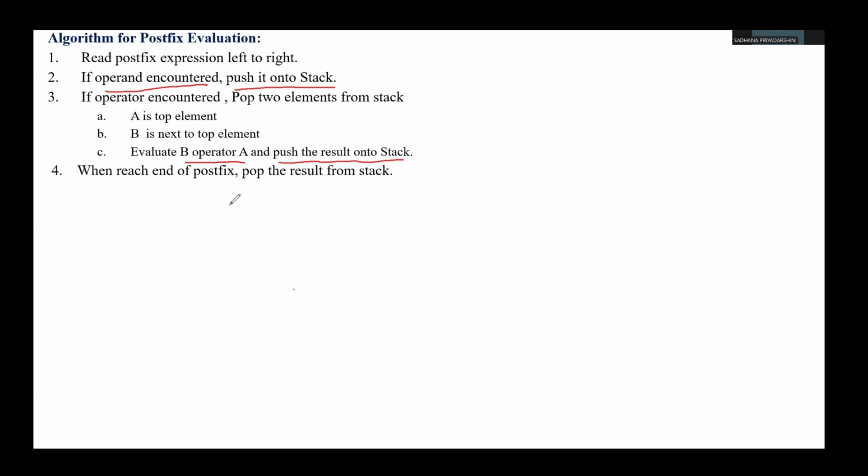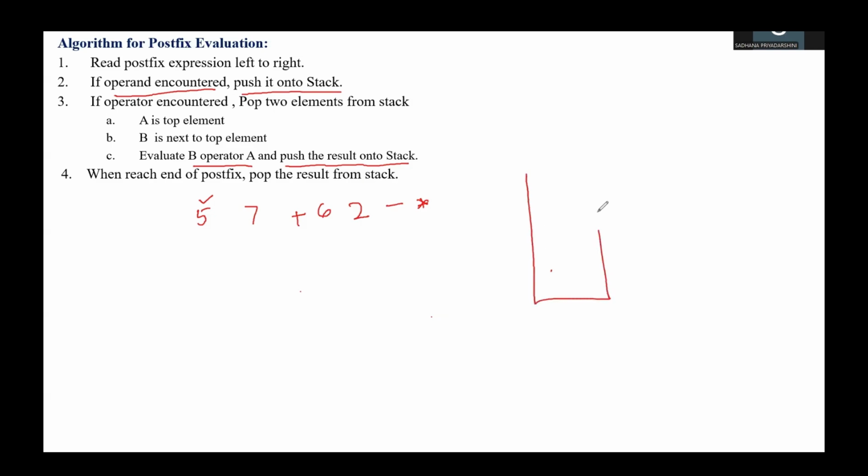So we can go for another example. Let's take another example: 5, 7, plus, 6, 2, minus, multiplication. For example, this is our postfix string that is given. We check the type: if it is an operand, we store it in the stack. This is our stack. We have to store the first 5. The second one is an operand, 7, so we store the 7.